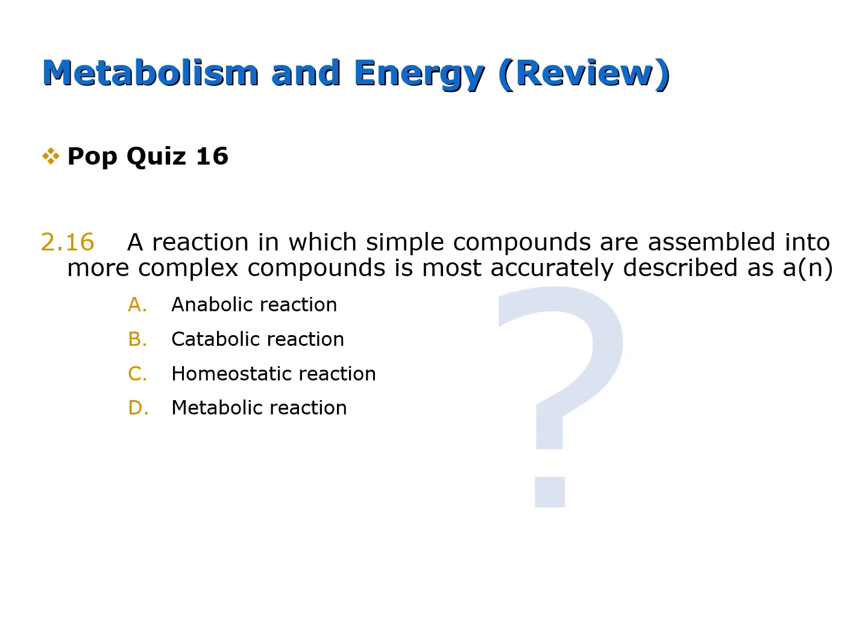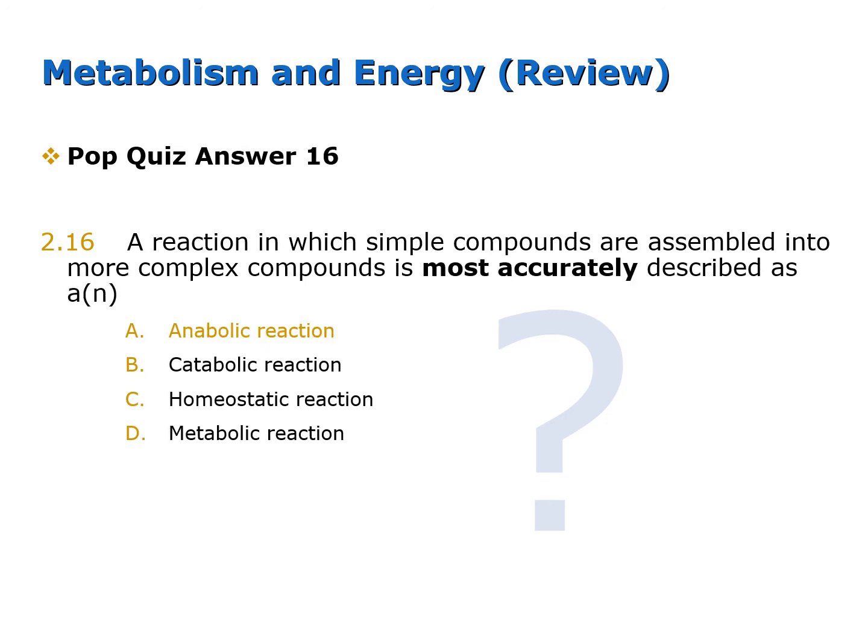Question number 16. A reaction in which simple compounds are assembled into more complex compounds is most accurately described as A. Anabolic reaction, B. Catabolic reaction, C. Homeostatic reaction, or D. Metabolic reaction. Before I give you the answer, let's look a little at the question. This is a little more wordy and definitely needs a little more attention, and sometimes we need to read those kinds of questions twice.